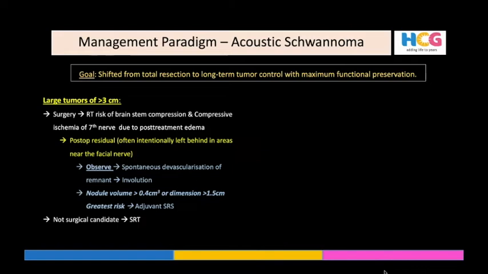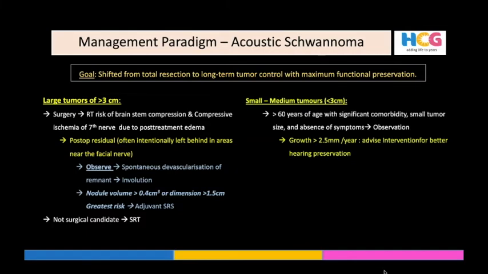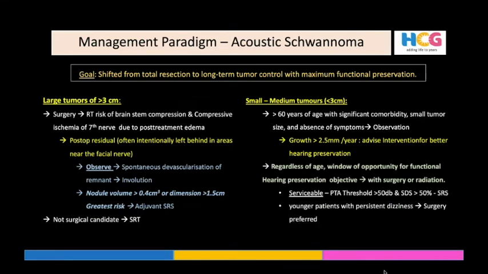Yes, sir. If the patient is not a surgical candidate, that is the time we give SRT. For small to medium tumors, which are measuring less than 3 centimeters, typically in patients more than 60 years with significant comorbidity, small tumors, absence of symptoms, as Dr. Pujari alluded to, we observe. If the growth rate is typically more than 2.5 millimeters, that is the time we advise some intervention if our goal is to preserve the hearing.